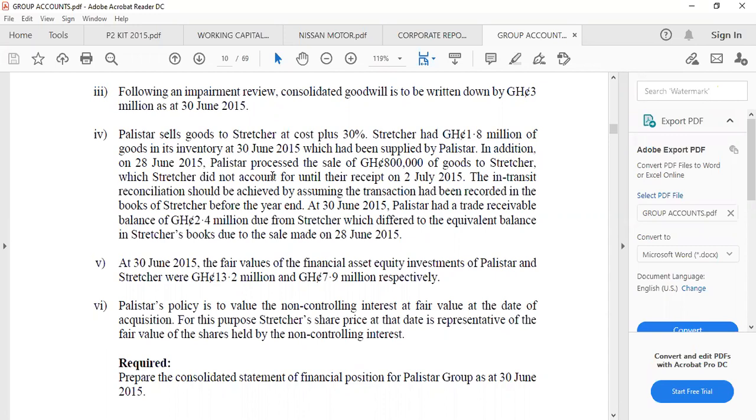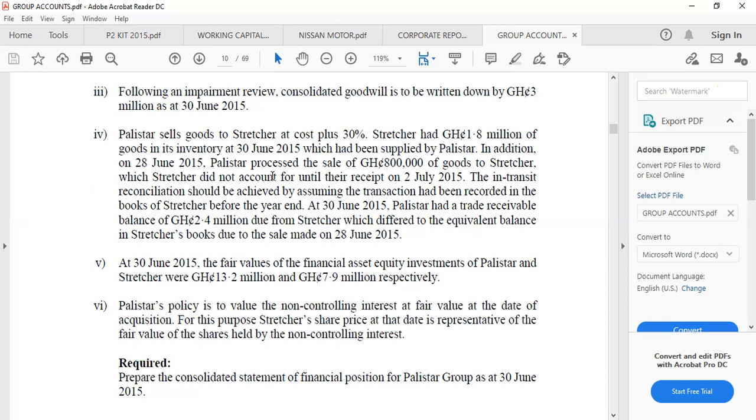So what they are saying, let's take that part first, is that in addition to the first intergroup trading, which is the selling of the 1.8 million, on 28th June, Polyester processed the sale of 800,000 goods to Stretcher again, which Stretcher did not account for until the receipt in July 2015. They are saying that we should assume that the goods have been received by Stretcher before the year end, isn't it?